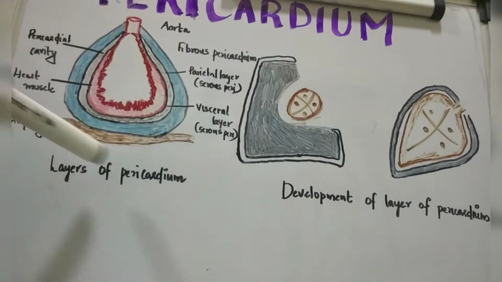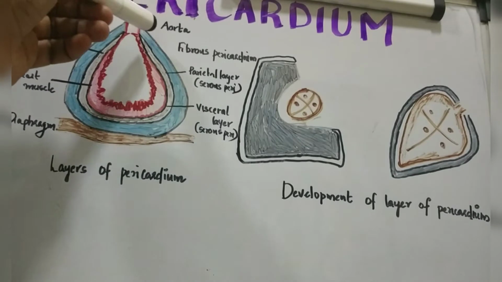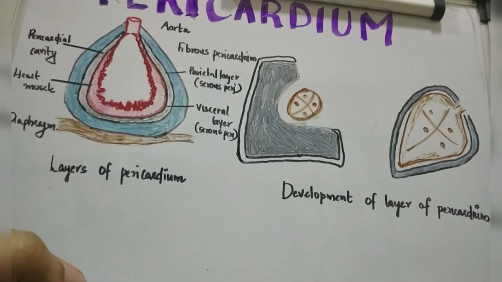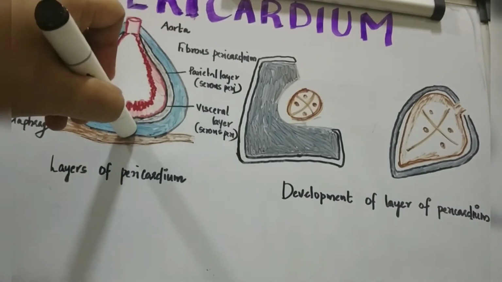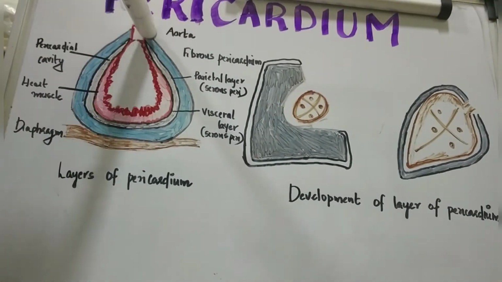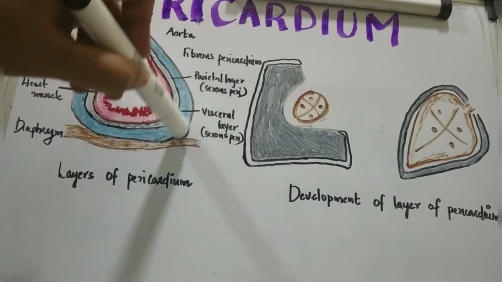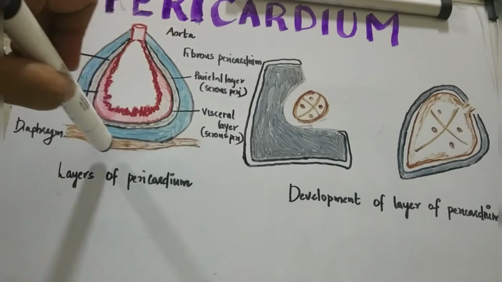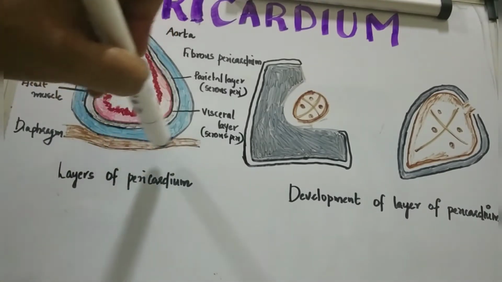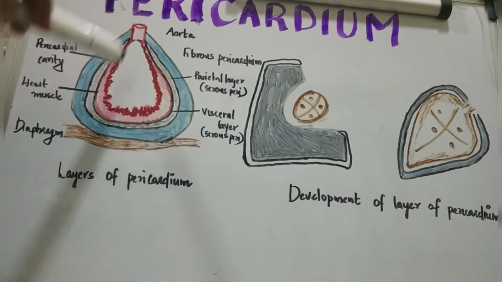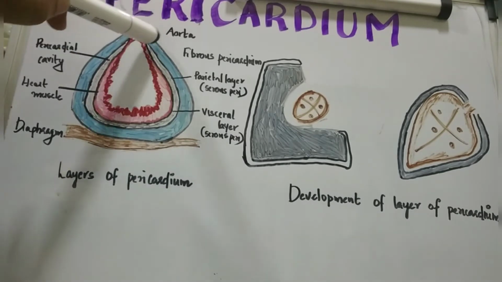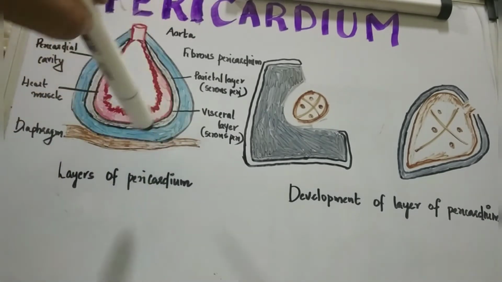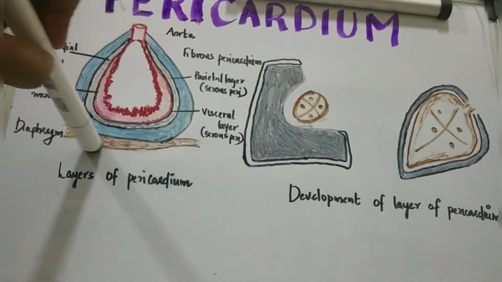Now we will discuss the fibrous pericardium. It is the outermost layer of the pericardium and is made up of fibrous tissue. It has an apex and a base. The apex is blunt and is fused with the root of the great vessels, and the base is inseparably blended with the central tendon of the diaphragm.